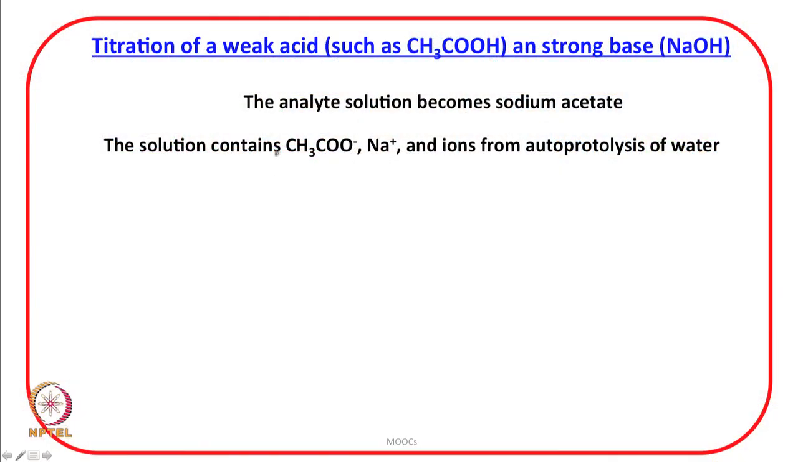Coming back to the titration of a weak acid with a strong base like sodium hydroxide, which is a strong base, and acetic acid, which is a weak acid, the analyte solution becomes sodium acetate. So, what does the solution have? As I just discussed, it will have acetate ion, it will have sodium ions, and of course, always you will have ions from autoprotolysis of water.